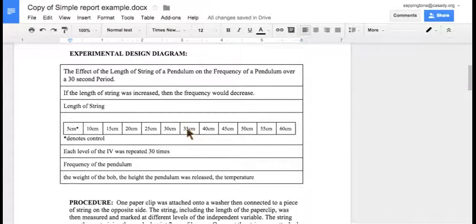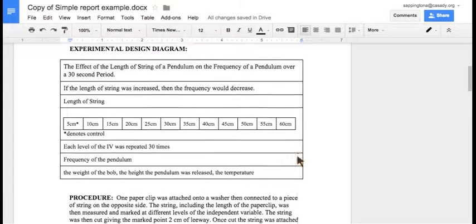Experimental design diagram needs to have all the parts that an EDD normally would. So you need to have title, hypothesis, IV, levels of the IV, pick a control, DV, repeated trials, DV, and then finally the constants. And they did this in the right format, and they have everything that they need to, so they did a good job there.